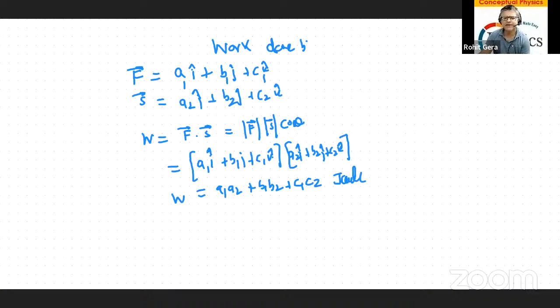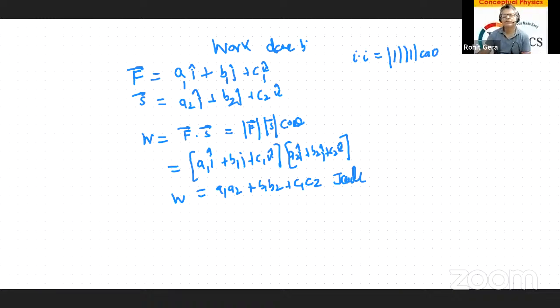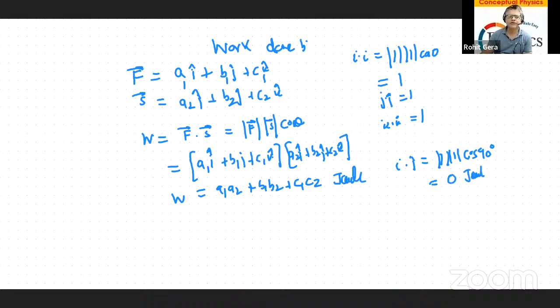Okay, i, j, k. i dot i is magnitude 1, 1 and cos of 0, so this is 1. Similarly, j dot j is 1, k dot k is 1. But i dot j is magnitude 1 into cos of 90 degrees, so this is 0 because they're at 90 degrees. Right? So the answer comes from this.